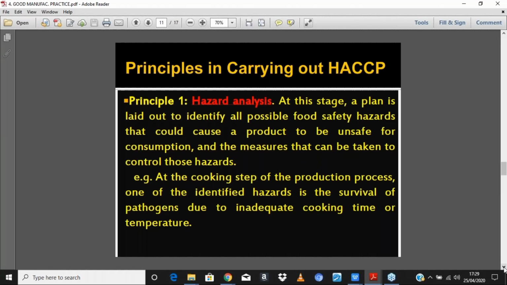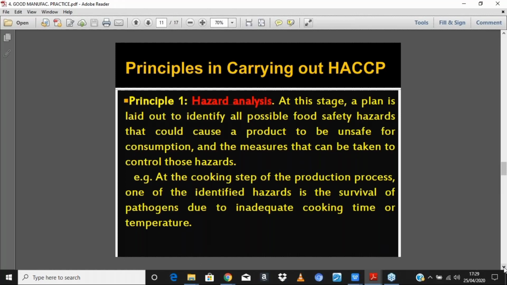Hazard analysis. At this stage, a plan is laid out to identify all possible food safety hazards that could cause a product to be unsafe for consumption, and the measures that can be taken to control those hazards. Now, we're going to take the cooking step, or cooking stage, as a template to explain HACCP.